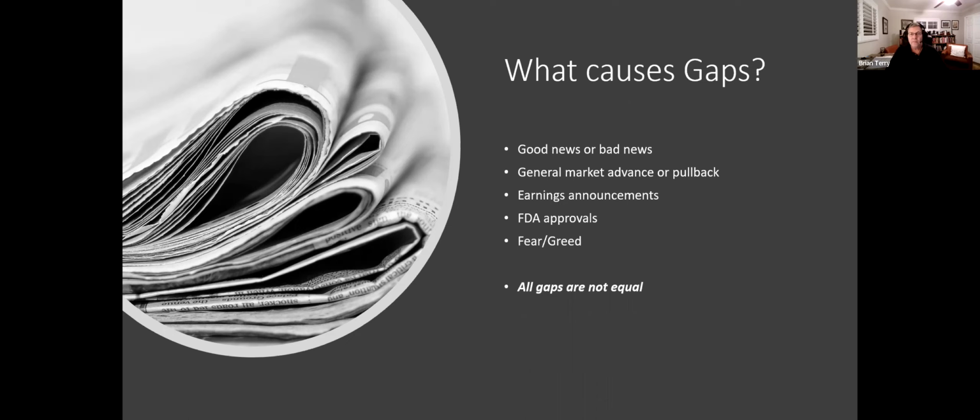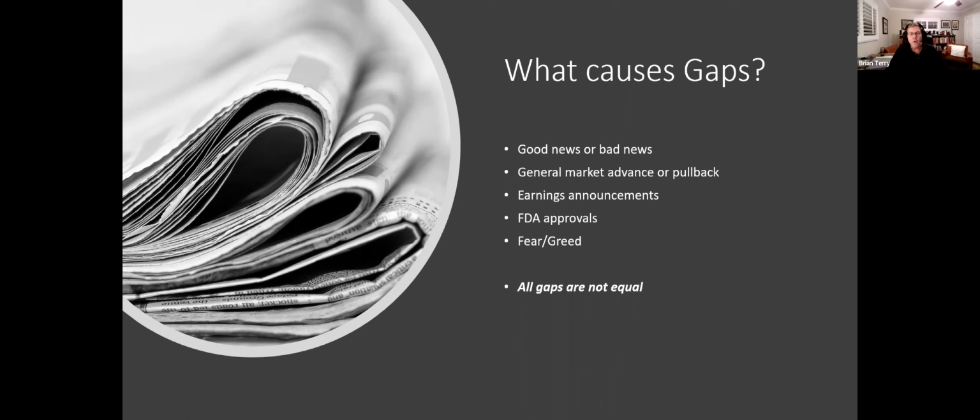The most common cause is earnings announcements. When a stock announces earnings, it's pretty much guaranteed it's going to gap. If it has good earnings, it usually gaps up. If it has bad earnings, it will usually gap down. Not all the time. Sometimes you'll have good earnings and it'll gap down, and vice versa. Anything related to medical, FDA approvals, is kind of notorious for gaps, especially the rumor of FDA approvals or testing.